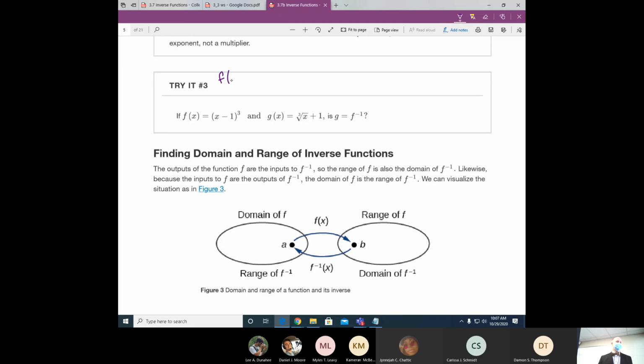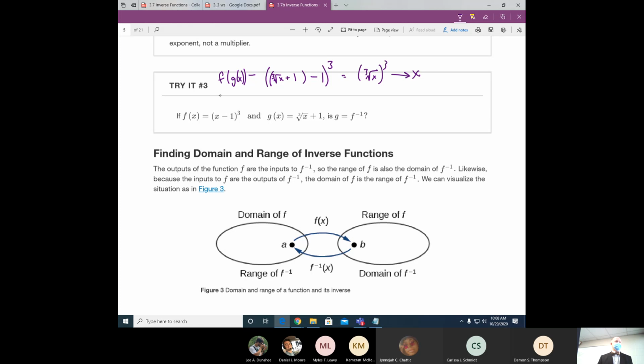f of g of x is, well, take g of x, the cube root of x plus 1, and put it right here, and then x minus 1. So whatever goes in there, I'm going to subtract 1 from it and cube it. Well, the cube root of x plus 1 goes there. Oh, don't forget the cube there. All right. Subtract 1, I get the cube of the cube root of x, which gives me back x.